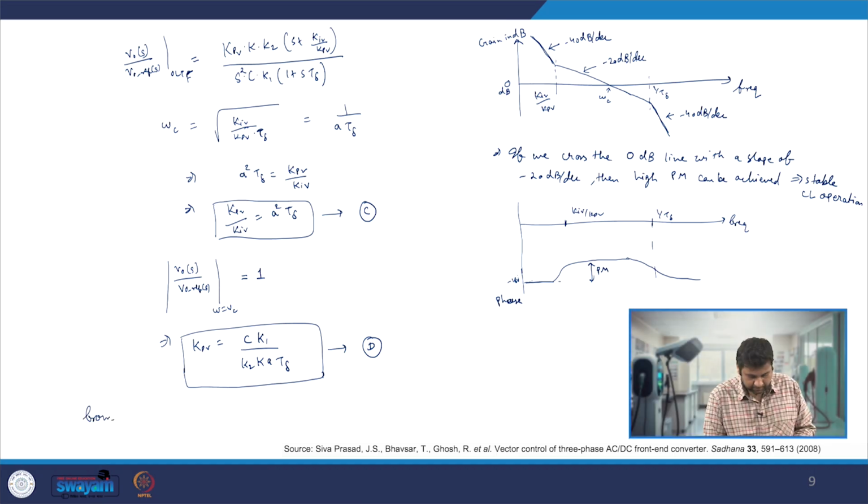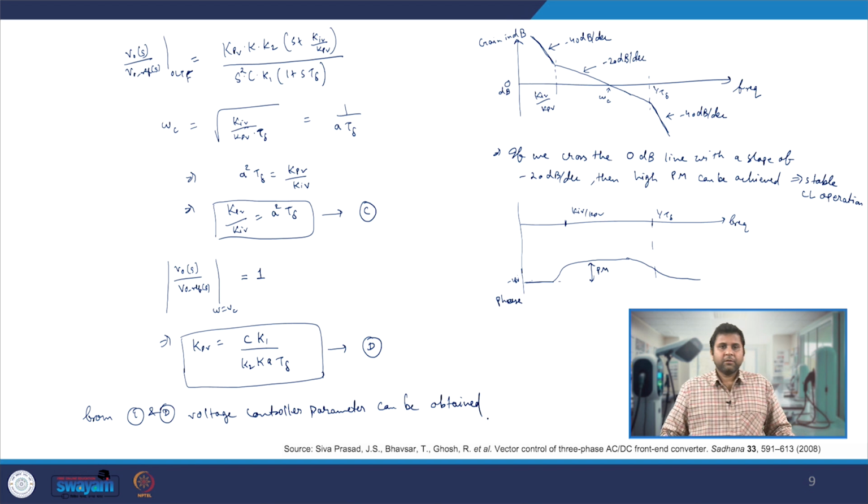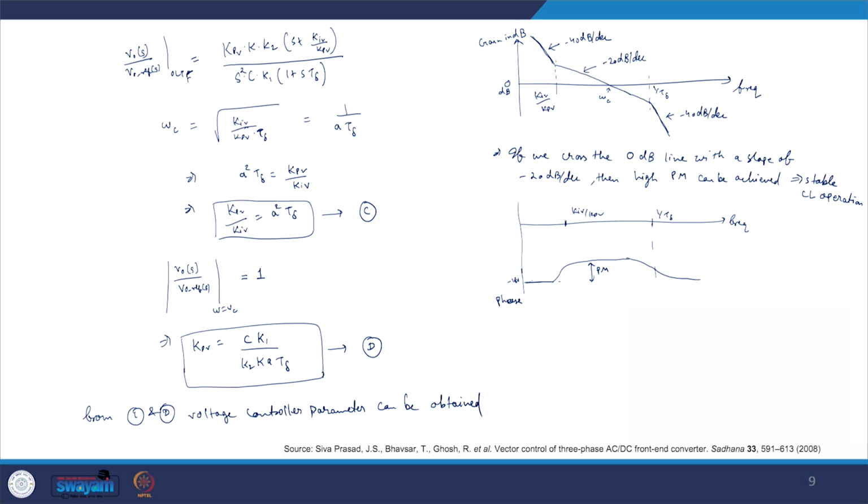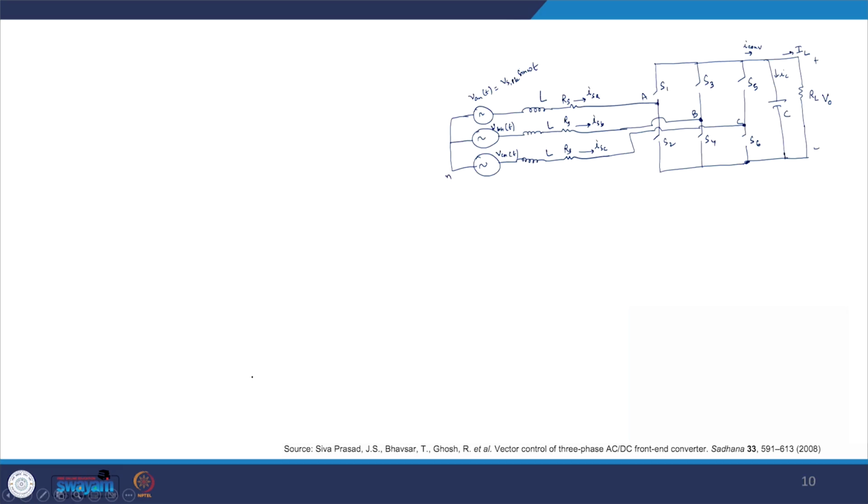From C and D, voltage controller parameters can be obtained. So this is how we can ensure we will get the voltage controller parameters and current controller parameters. Still we don't know what is our value of K, so let us try to find what could be our value of K. To obtain K, what we can do?